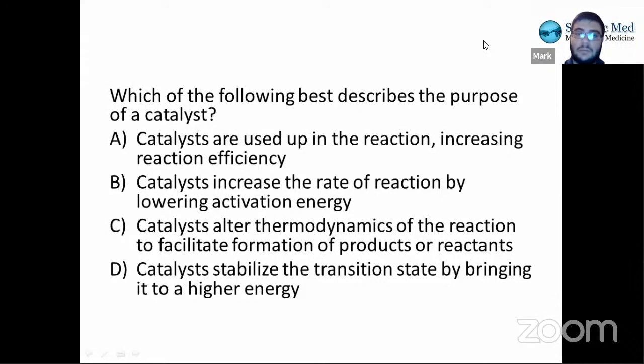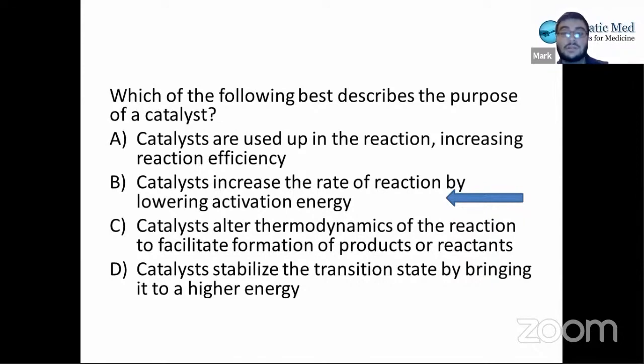All right. So actually, everyone picked choice B, which I'm happy about, and I guess I nailed home the point enough. Catalysts increase the rate of reaction by lowering activation energy. Again, A is not correct because they are not used up. They have to be present at the end of the reaction completely unchanged in order to be considered a catalyst. Otherwise, it's just another reactant.